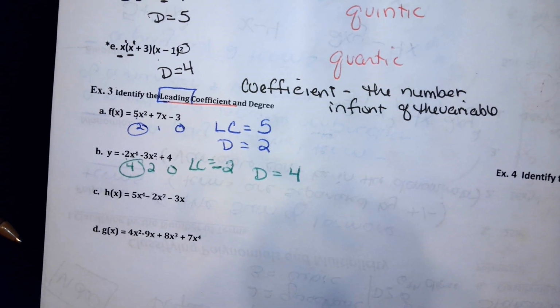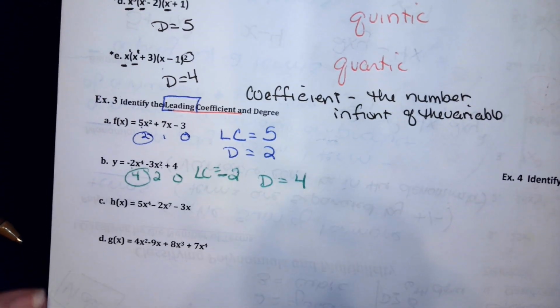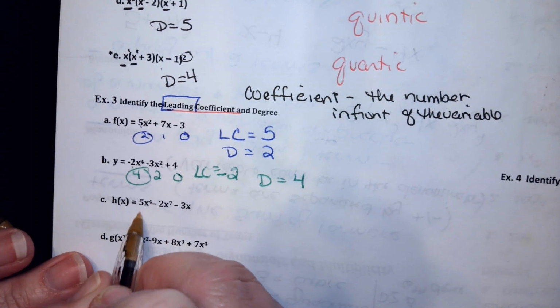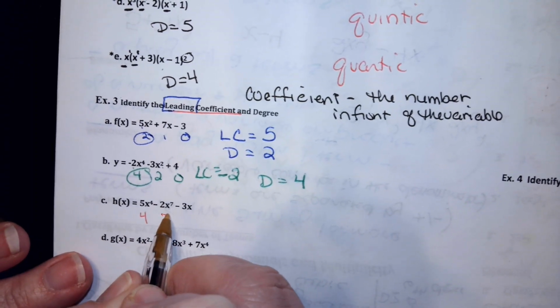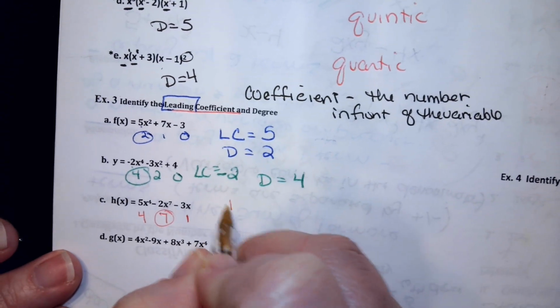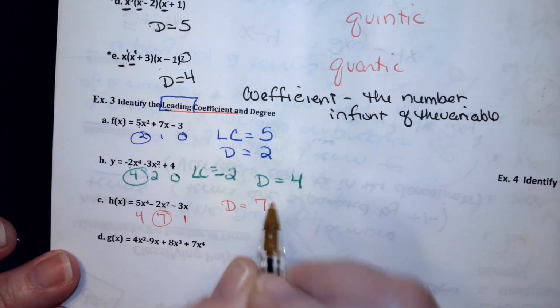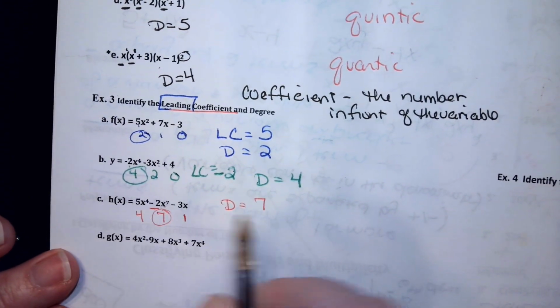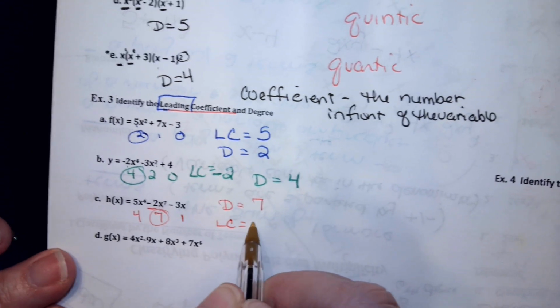All right, for C. Our degree for this first term is 4. Our degree for the second term is 7. Our degree for the last term is 1. So 7 is the biggest degree, so our degree here is 7. That makes the leading coefficient negative 2. Your LC is negative 2.